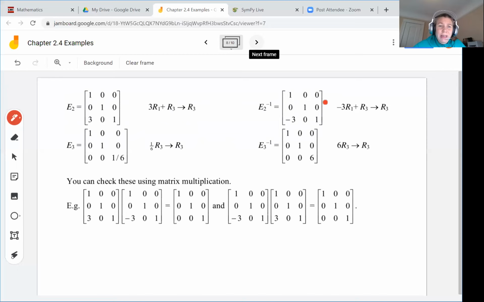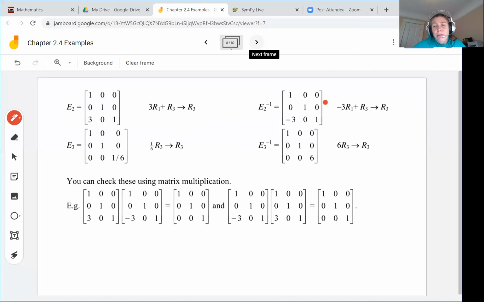And then our matrix E3 took row 3 and multiplied it by 1/6. And so the inverse of that matrix to bring us back to the original matrix would be 6 times row 3. And then you can verify these using matrix multiplication. If you multiply these by their inverses, you get the identity matrix back out. So you can double check right there.